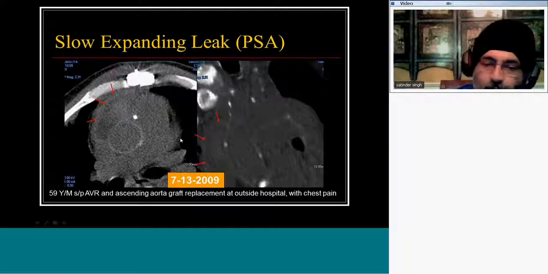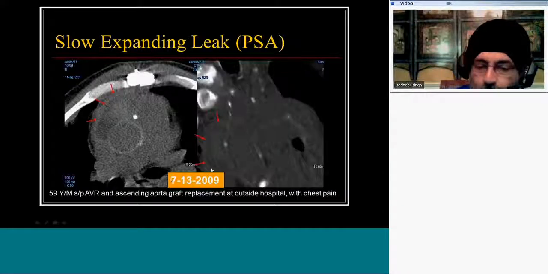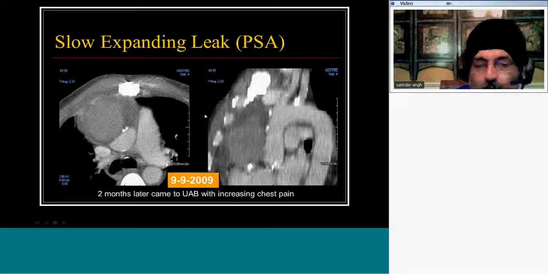We did not know the details. The patient came for chest pain. There were no other findings. The patient was sent back. He came back two months later. So this is July and this is September. You can see the soft tissue density around the aortic graft has increased. In fact, there's a mass effect.